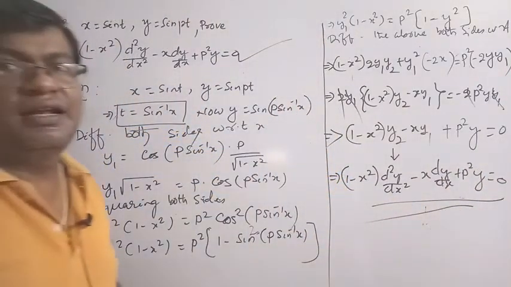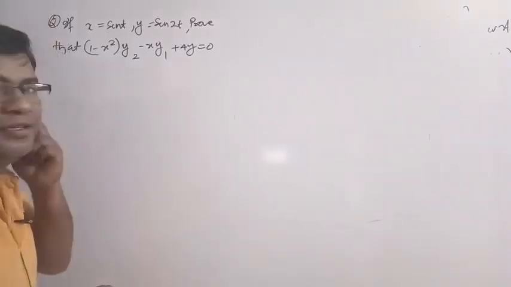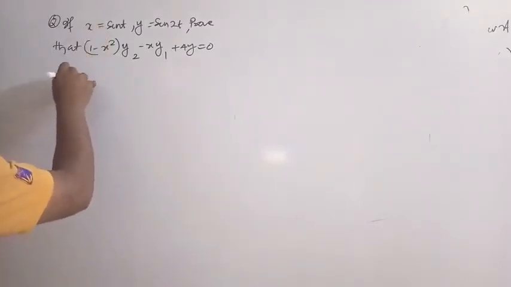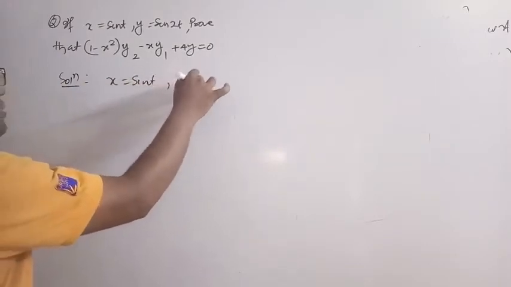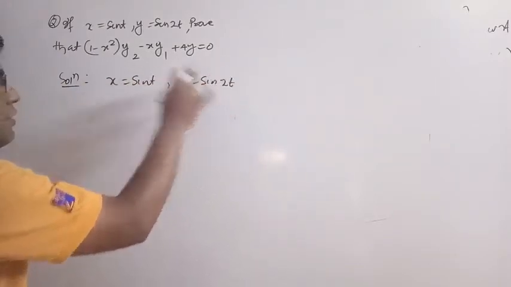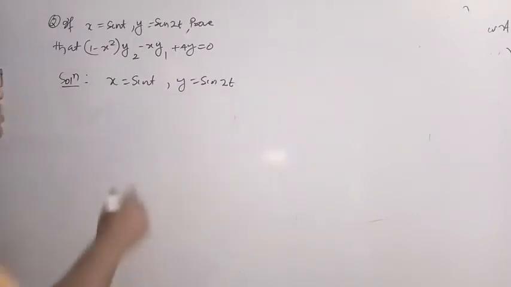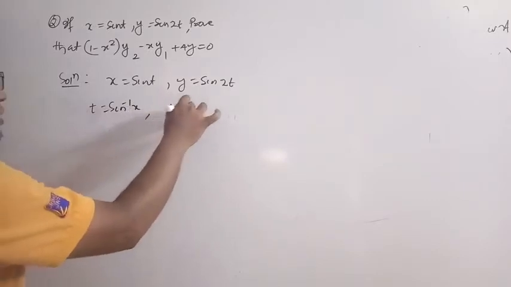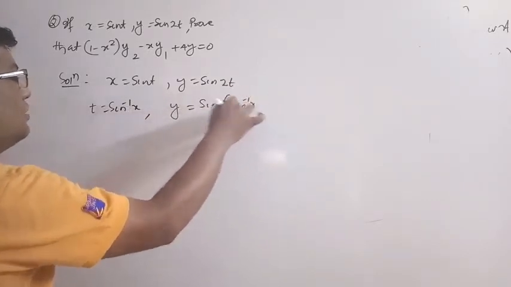Okay, then another question. This is the example of the previous problem. So the solution is x is equal to sin t, y is equal to sin 2t. In the previous question this was p, general, and this is the particular question. So t is equal to sin inverse x. That implies y is equal to sin of 2 sin inverse x.